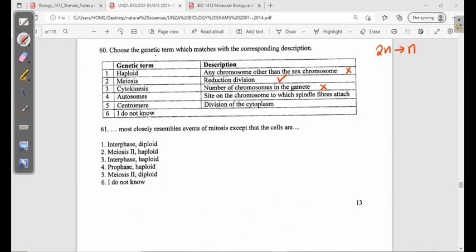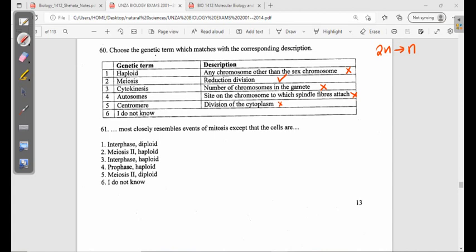And autosomes, site on the chromosome to which spindle fibers are attached. This is not true. This is the centromere. That is the site where spindle fibers get to attach. And centromere, division of the cytoplasm. This is not also true. Division of the cytoplasm is called cytokinesis. So the best option is option number 2.